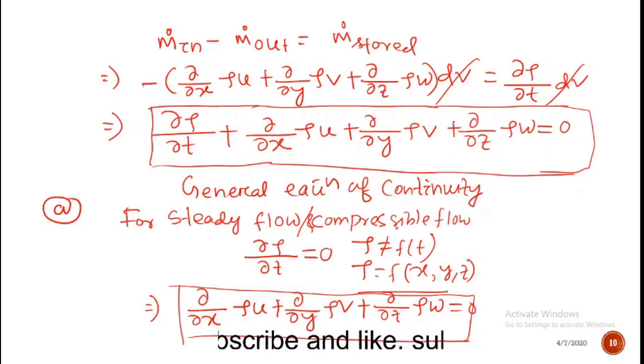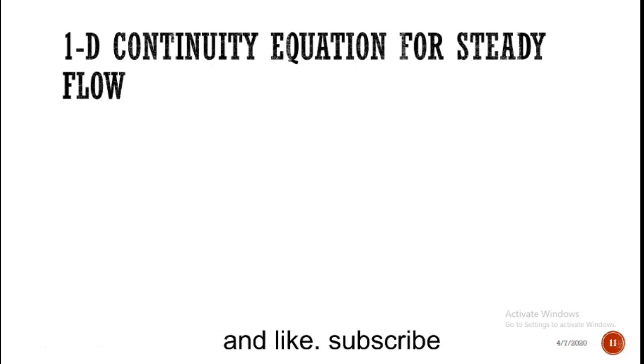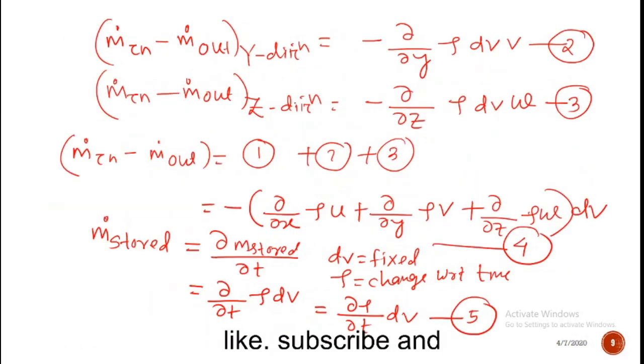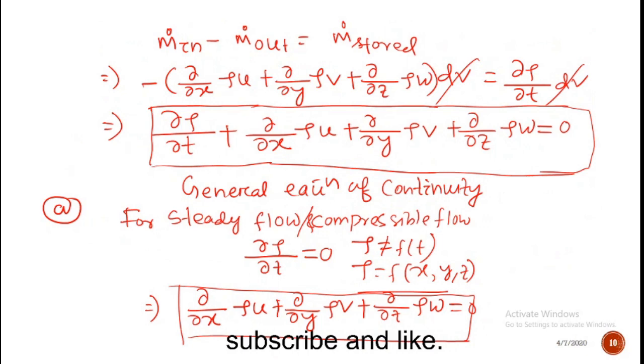Okay, so for steady and compressible flow, this is the continuity equation. If you want to write down the second case, I'm writing here, this is second case B, and this is for steady and incompressible flow.